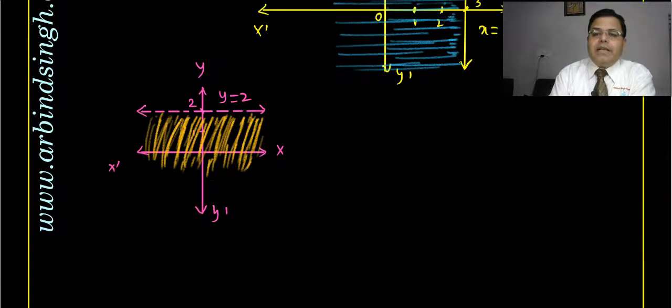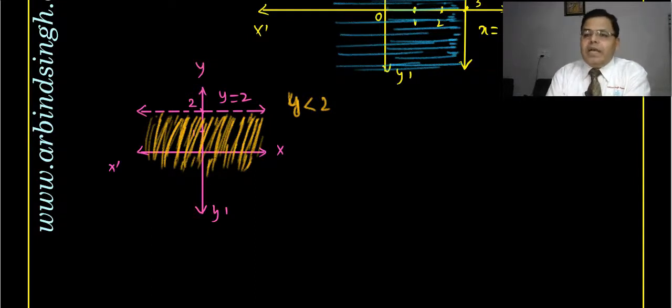If there is a sign of inequality like this, y is less than 2, then the line must be broken, that is dotted. And if there was equal to, then it must be a solid line. So this is what you have to understand. Whether x is less than 0 or y is less than 0 or x is greater than 0, all these graphs will represent a region, basically a region.